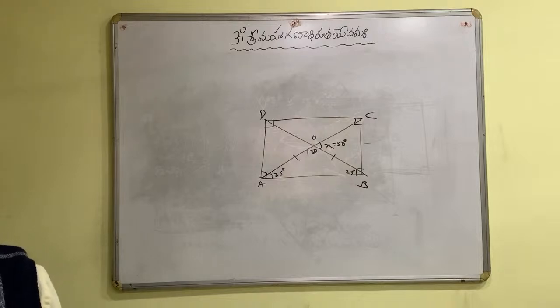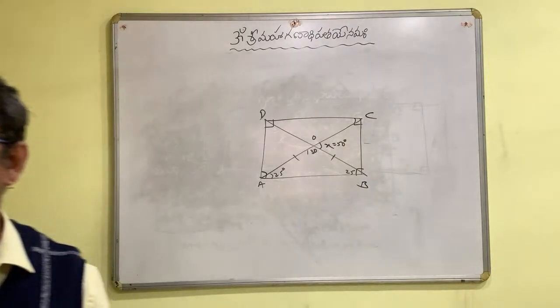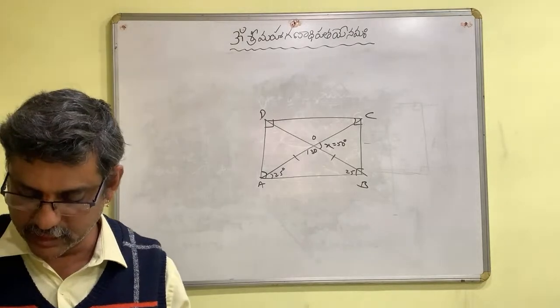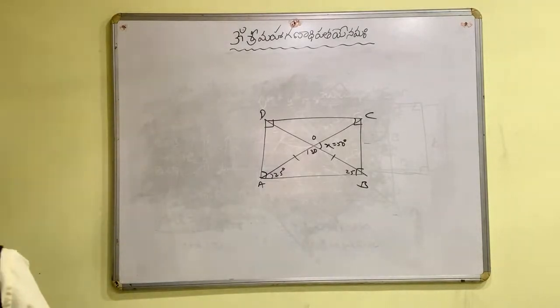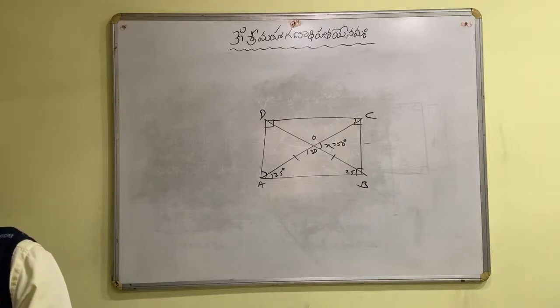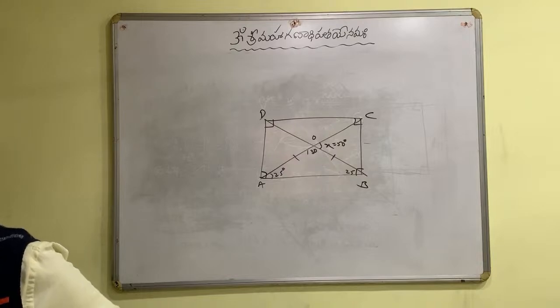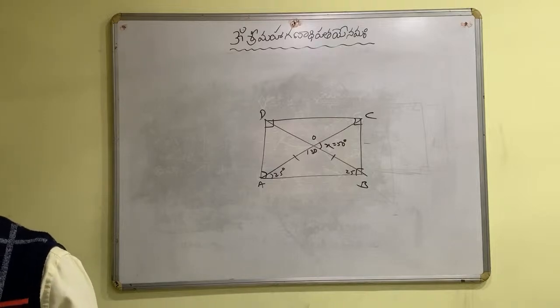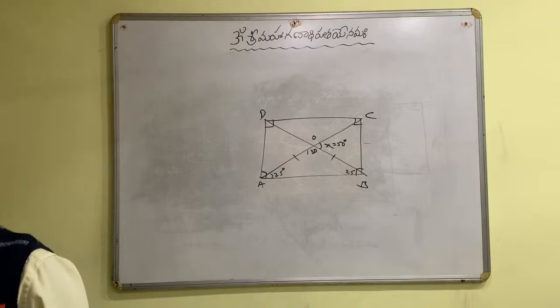Then question number 15. The number of dimensions a point has. Yes, no dimensions. A point has no dimensions. 0. Correct. Now, question number 16.